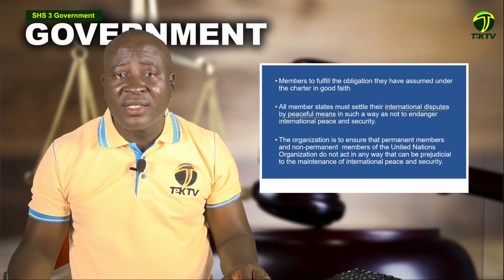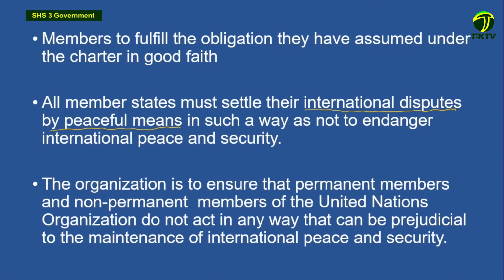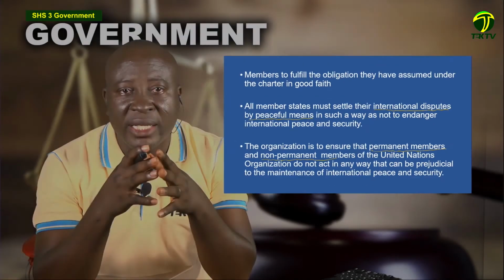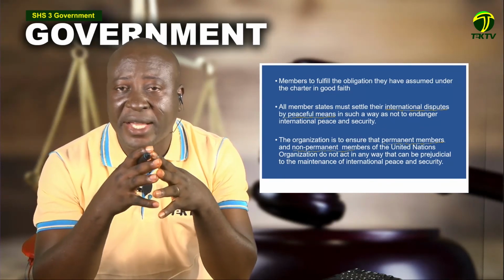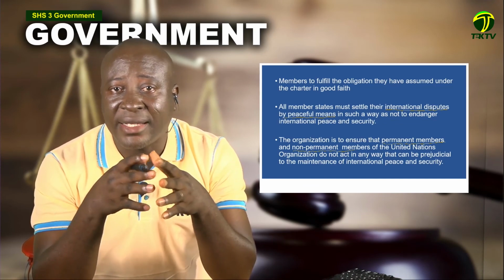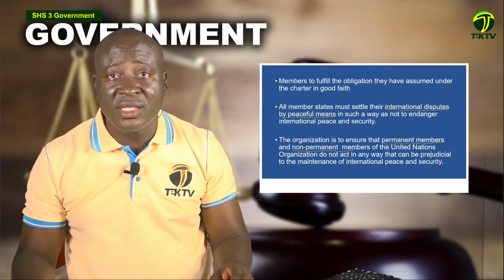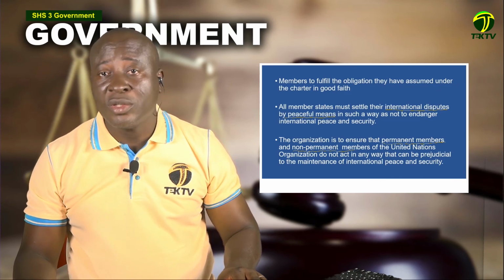Now, the next point, the organization is to ensure that permanent members and non-permanent members of the UN, or United Nations Organization, do not act in any way that can be prejudicial to the maintenance of international peace and security. We'll look at the permanent members and non-permanent members. In the UN, the permanent members are 5, and the non-permanent members are 10. So we'll look at it in detail under the Security Council as an organ of the UN. We'll look at the membership.